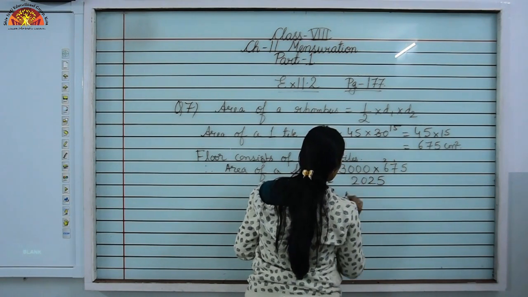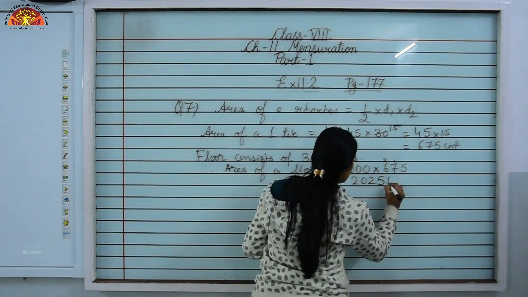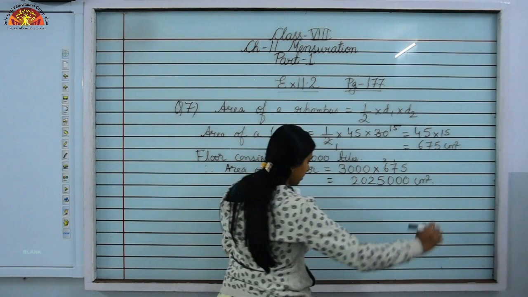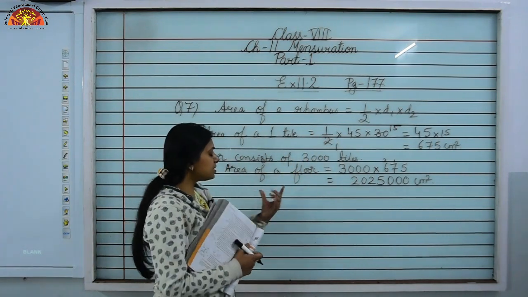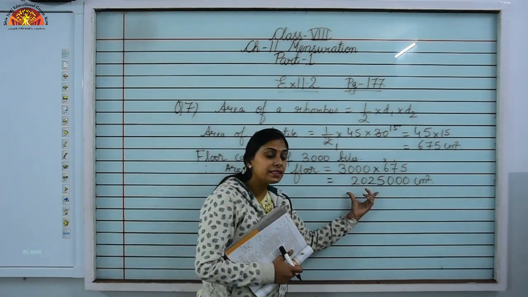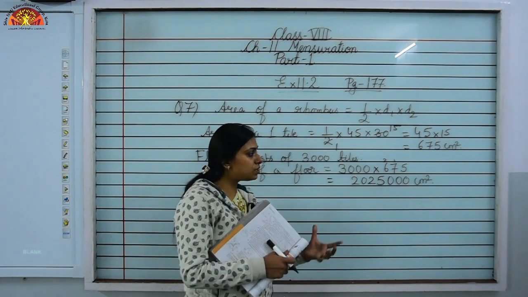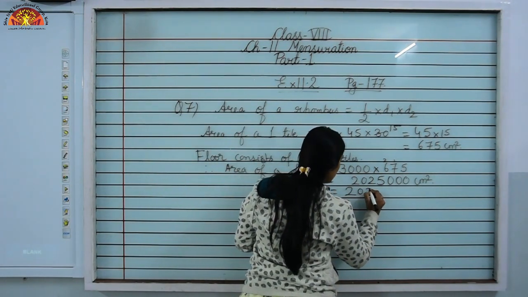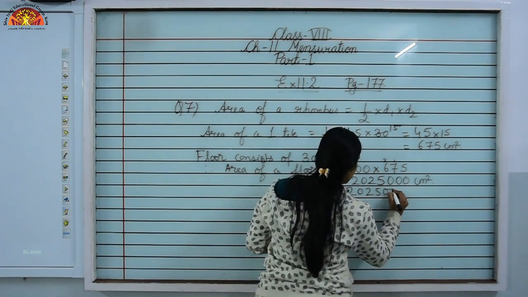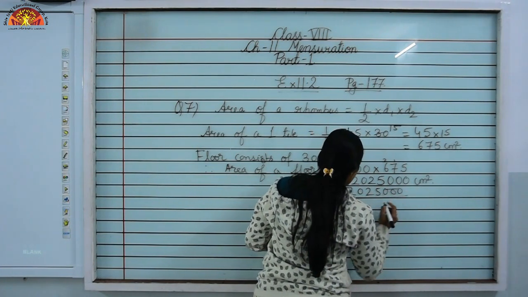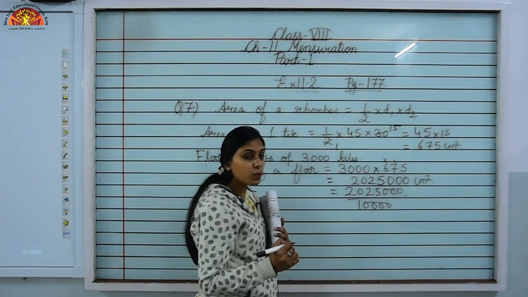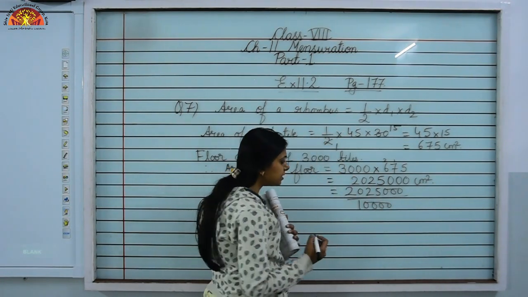That is 2025, and how many zeros are there? 3 zeros. It is centimeter square. So this is the area of a floor. We can convert it into meter square also. So we can write 2025 upon 10,000, because now we are converting centimeter square to meter square.